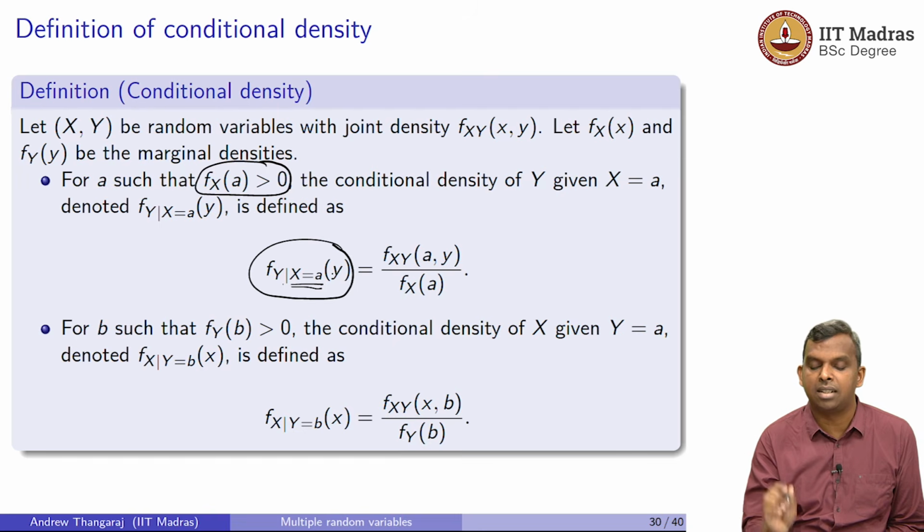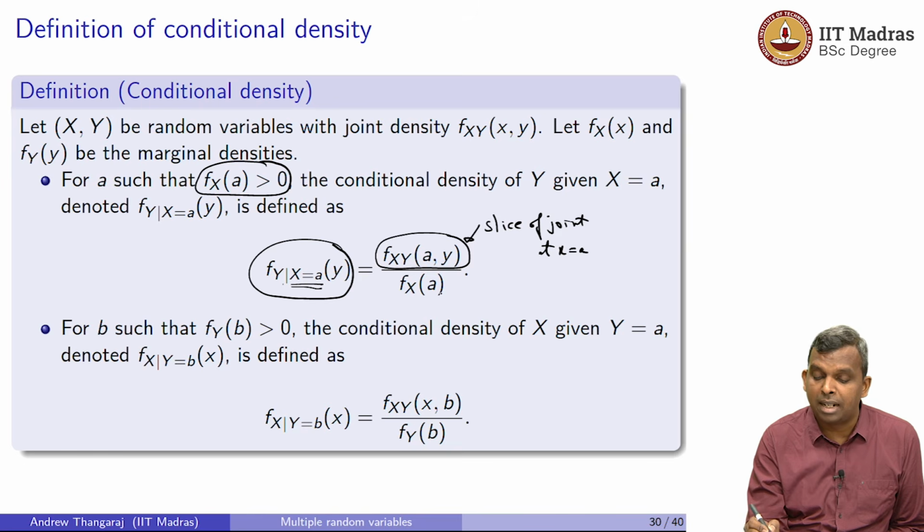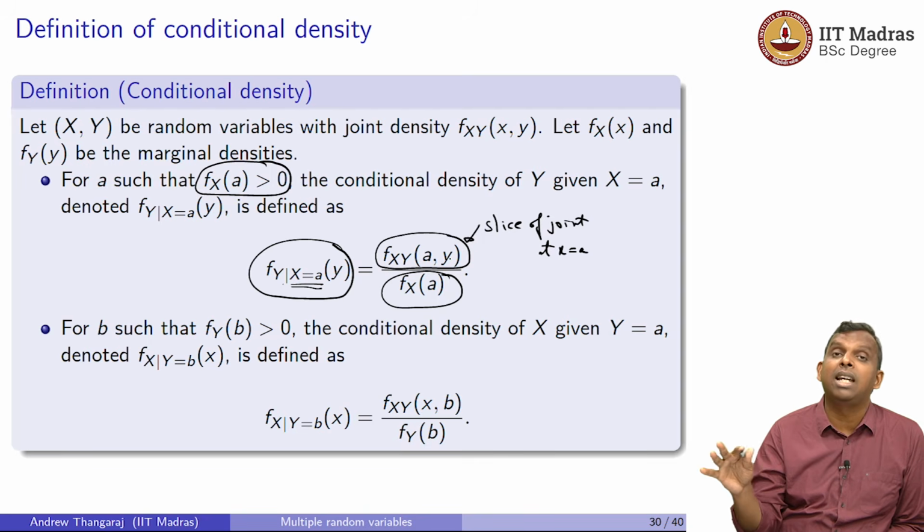The conditional density of y given x equal to A is simply the slice. This is the slice of the joint at x equal to A, except that you are normalizing it, dividing by fX of A. This is what makes it a density. fXY of A comma y will just be a slice, one function of y. You divide by the marginal, and this makes it a density.